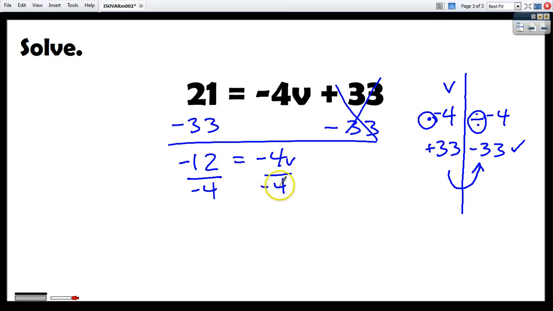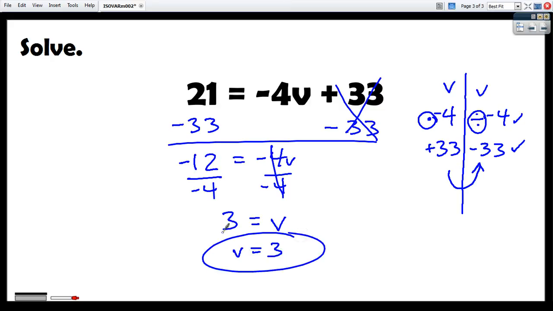Over here, just like in the first example, these just cancel each other out and we end up with V. And negative 12 divided by negative 4, negative divided by negative is positive, 12 divided by 4 is 3, and that gets us back to V. And if you want to, you can flip your answer around, but it really doesn't matter. V equals 3. Alright, so this is the idea of using the roadmap, or the roadmap process, to solve equations. So let's give this a try in the next set of example problems.